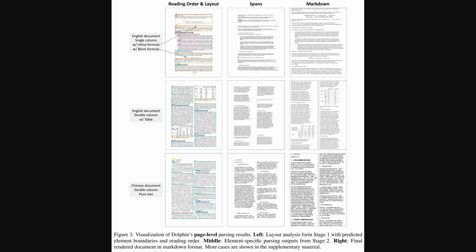Okay, so figure 2 showed us the how of Dolphin's two-stage system. Now, figure 3 here visualizes the results of that process. We see 3 example documents presented: an English one with formulas, another English document with a table, and a Chinese text document. For each of these examples, the left column shows the stage 1 output, which is the identified layout elements and their reading order. Then, the middle column displays the element-specific content that's been parsed in stage 2. And finally, the right column presents the complete document, rendered in Markdown format. This really helps to see the system's practical output on different types of pages.